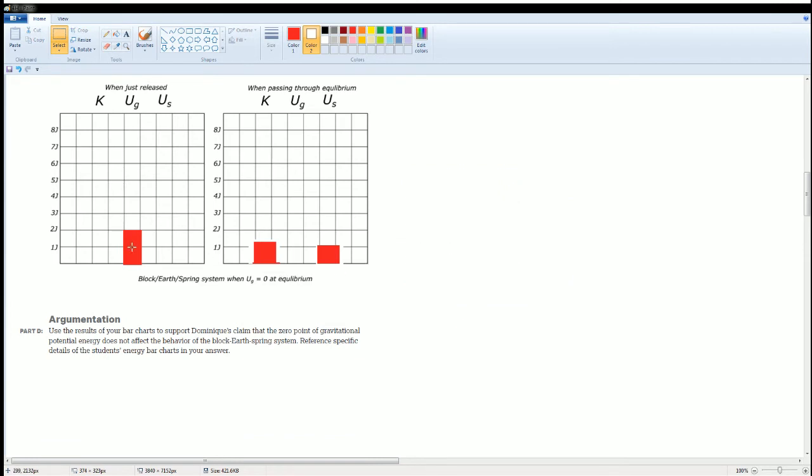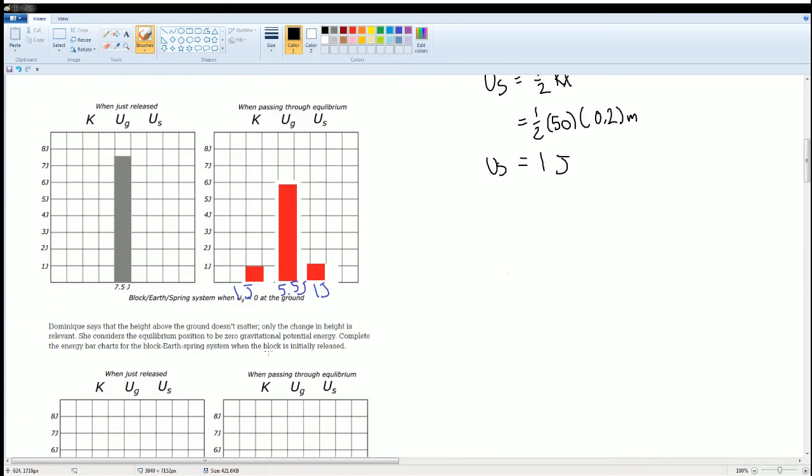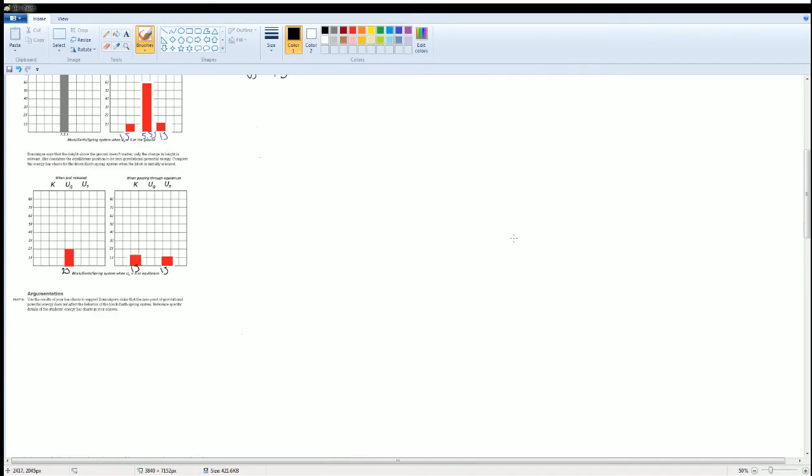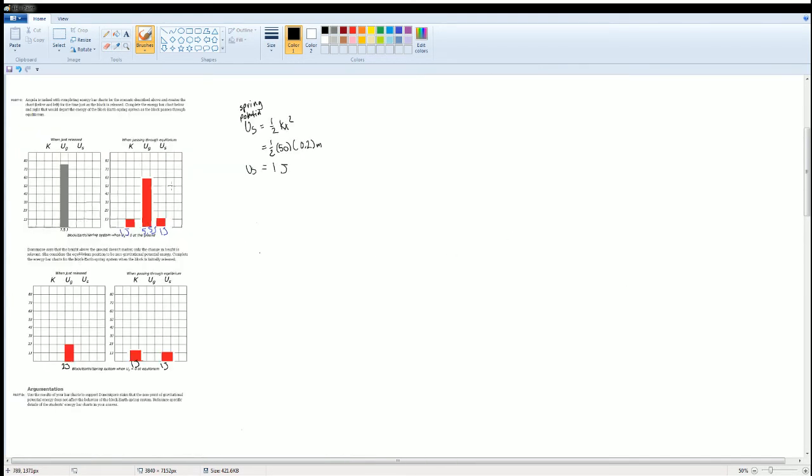All right. So the potential energy of the Earth was basically 2 joules in this case. Now it went to 1 joule here and 1 joule here. As a result, in the chart, claim that the zero point of the gravity potential does not affect the behavior of the block-Earth system. Okay? So look at the change between these two. Is this the same thing as this?